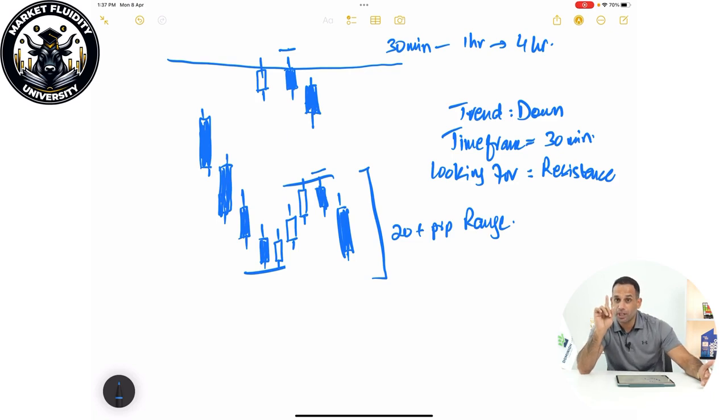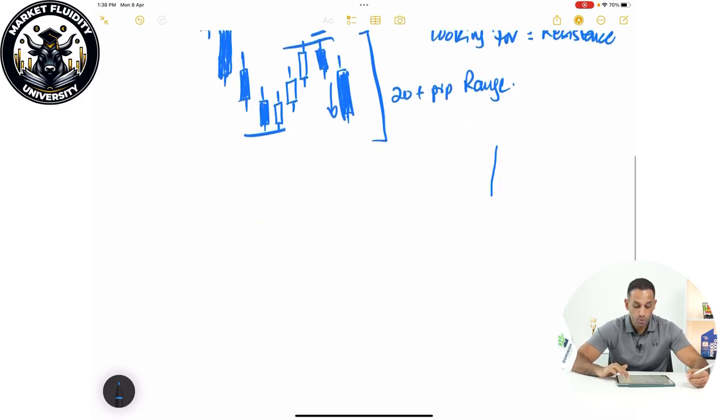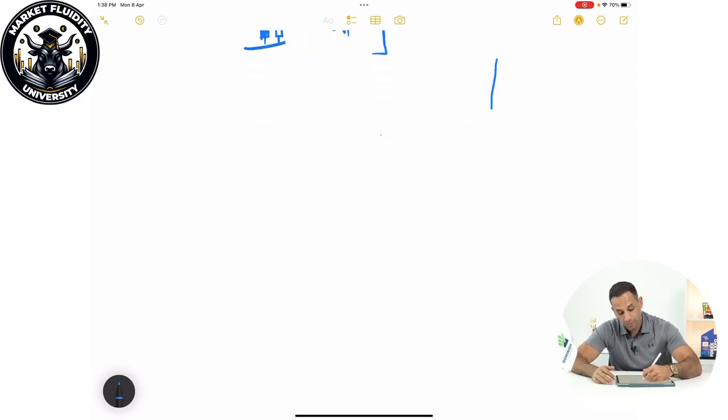The first key thing I'm looking at, if it's a downtrend, is whether we're creating a resistance, right? So here we are creating a resistance, which is denoted by R. You have a stop loss right over here, and you're expecting the next candle to continue to push down. As long as the candles are making lower lows and lower highs, you're expecting the candle to continue to push down. Now, one mistake that traders make is this.